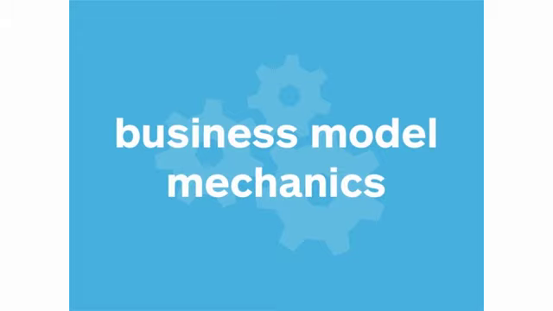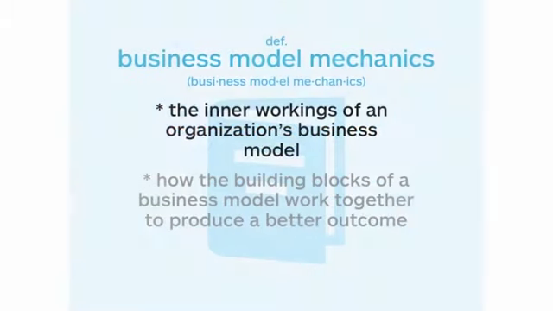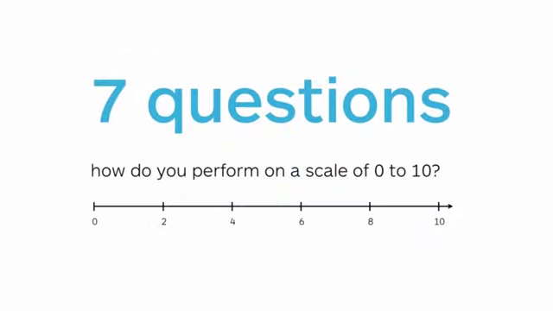So to assess the business model, we're going to look at business model mechanics. And with business model mechanics, I mean the inner workings of an organization's business model, which describe how the building blocks of a business model work together to produce a better outcome. That's what we're going to study here in the next couple of minutes. So to assess your business model, I'm going to ask you 7 questions. And for those 7 questions, I want you to answer in terms of, are you performing well or badly?